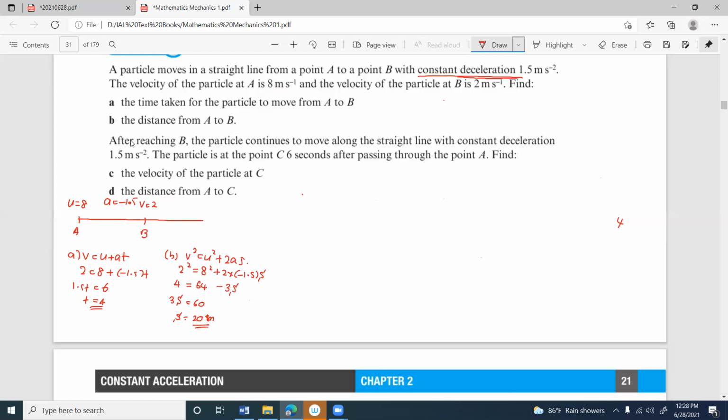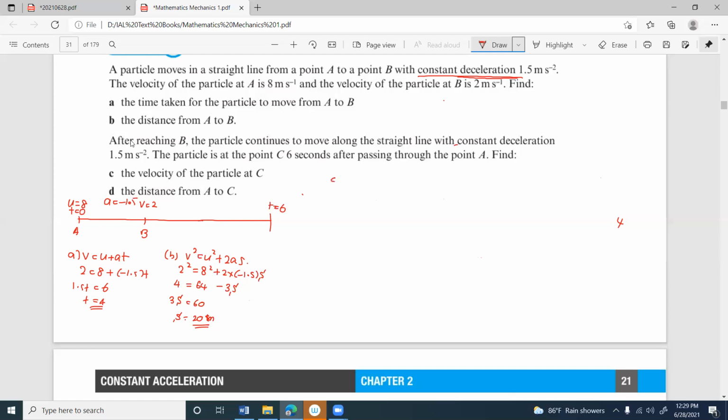Okay, right. Then, what's next? After reaching B, the particle continues to move along a straight road with a constant deceleration of 1.5. Still, you are moving with the same condition. The particle is at point C, T seconds after passing A. So here the time is 0, here the time is 6. Find the velocity at particle C.